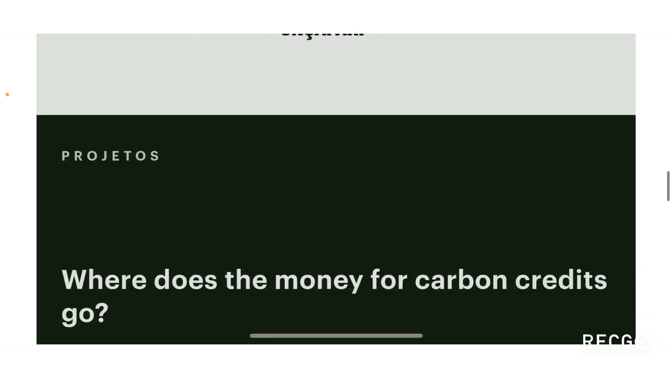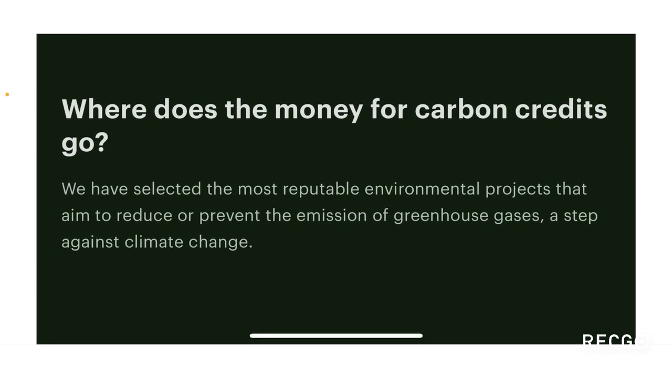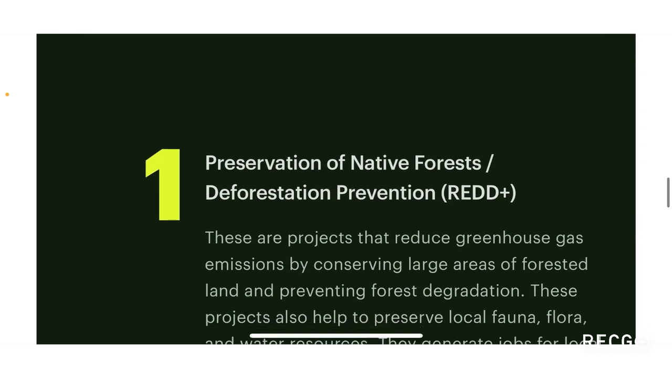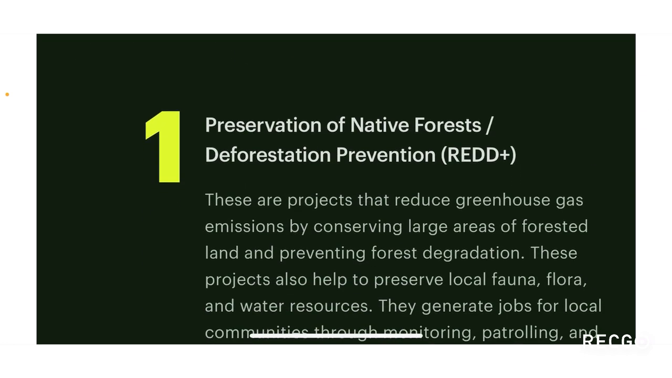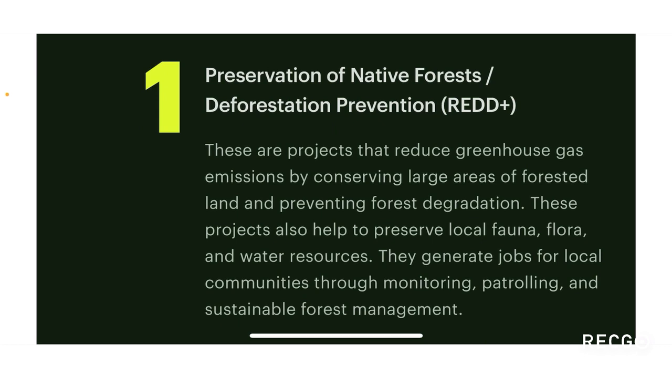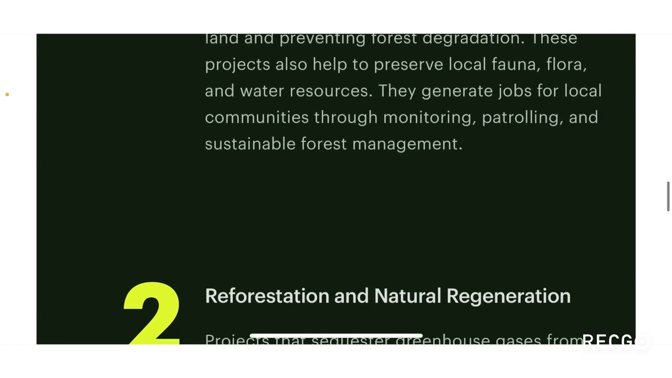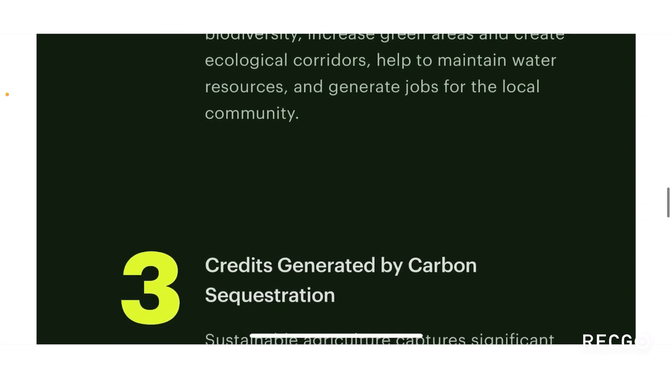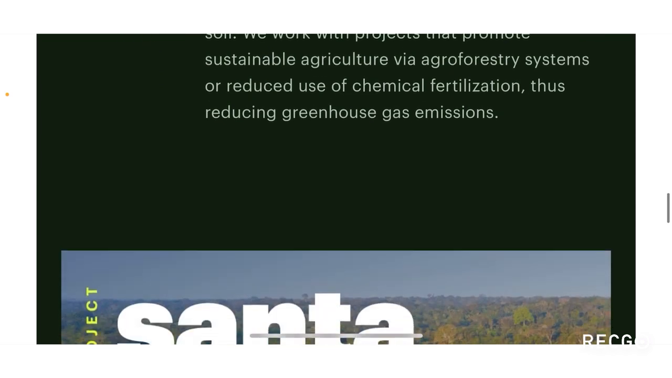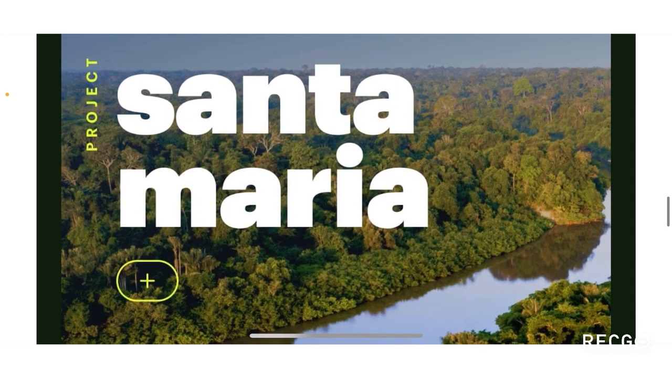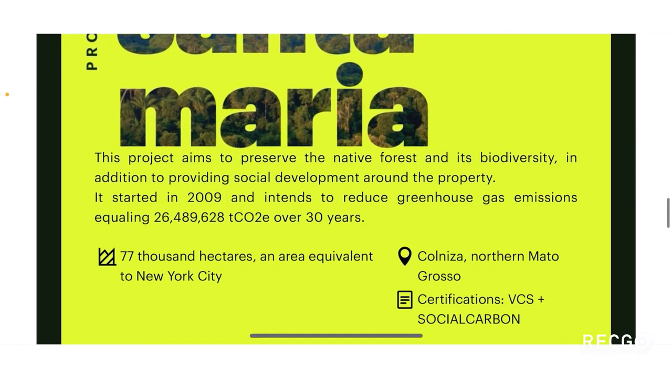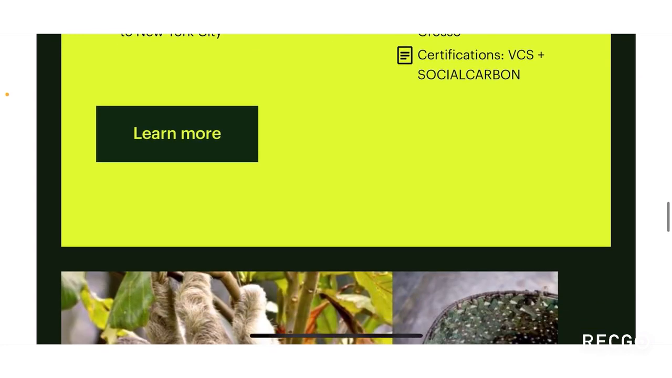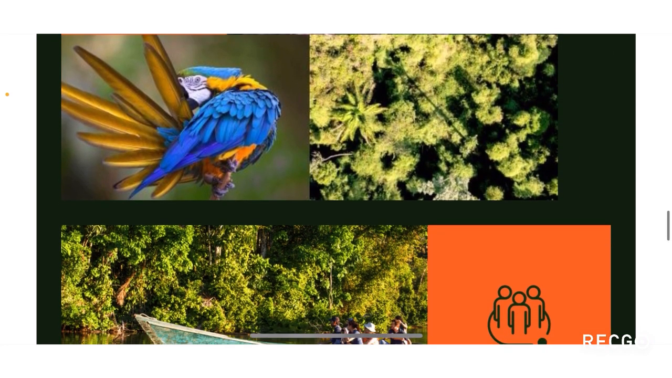So when it comes to where the money for carbon credits goes, they are explaining that here. They are basically listing out where the money goes. It goes to prevention of native forest deforestation, or REDD+, which is one of the main areas that they're targeting. Reforestation and natural regeneration, credits generated by carbon sequestration, and that's pretty much it, right? So these are some of the locations where their funding goes. This is Project Santa Maria, which you can read more about. It's a pretty interesting project, and here are some of the beautiful wildlife of the Amazon rainforest.